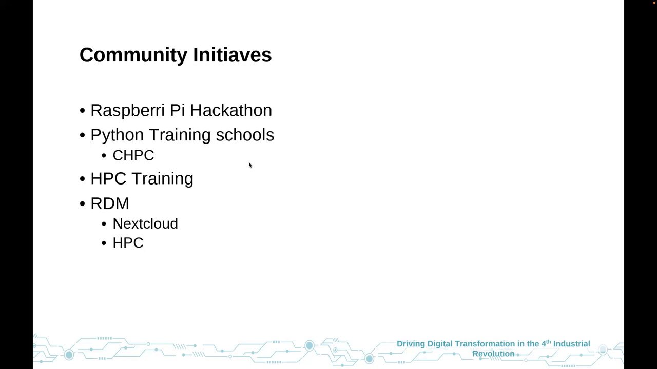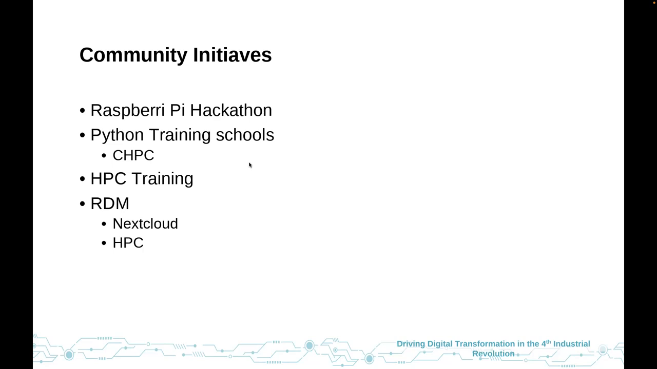We also have Python training schools that are hosted by our Center for High Performance Computing. They specifically host it for undergrads and postgrads to make sure that the next generation of researchers don't fall into the same trap that our current generation has. We do provide some HPC training because we have our own HPC as well.